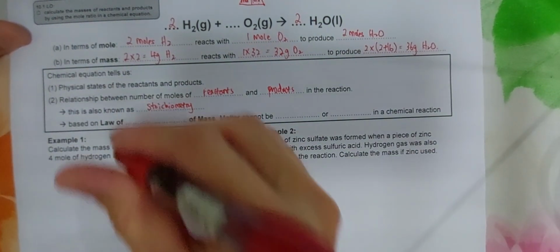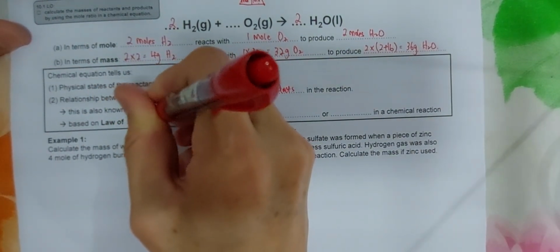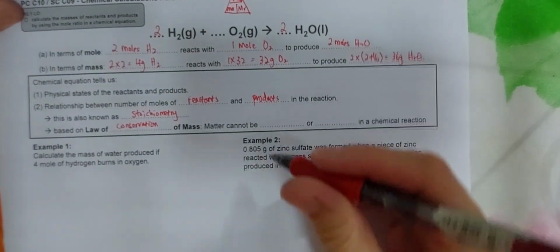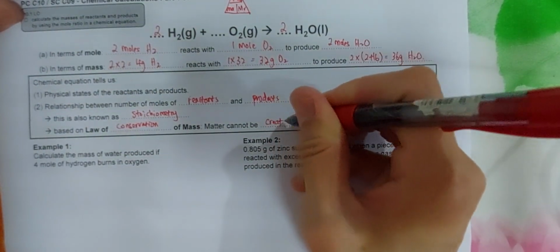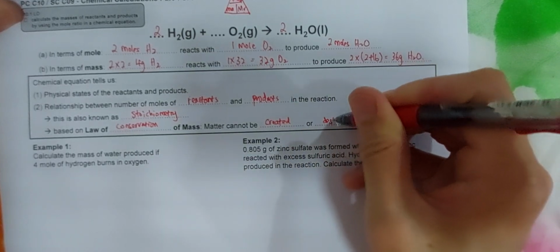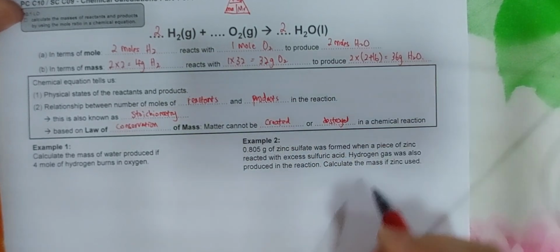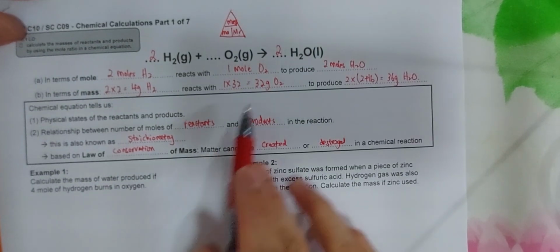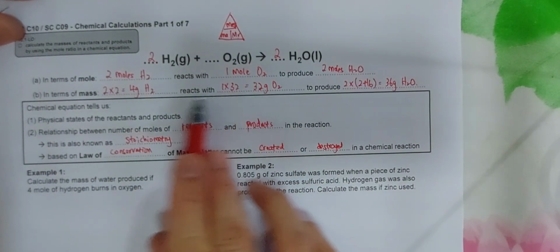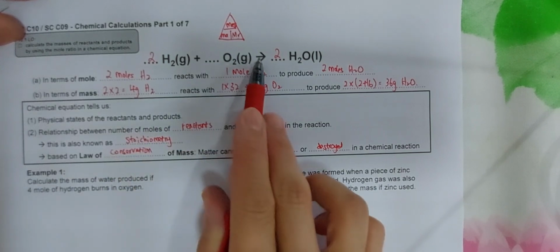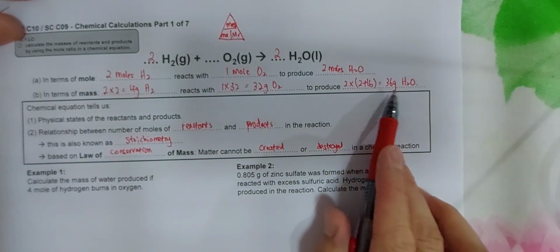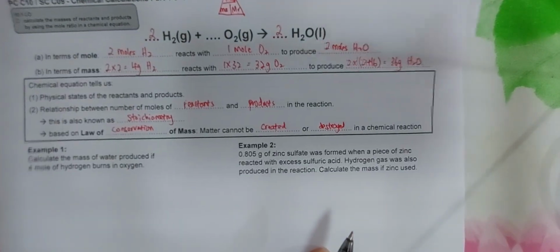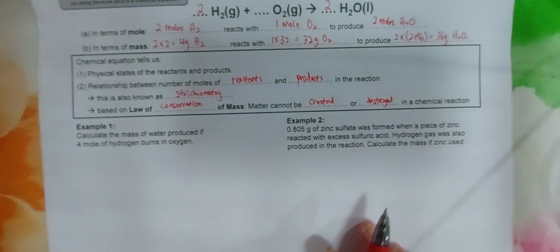Stoichiometry is based on the law of conservation of mass. Matter cannot be created or destroyed, but can only change from one form to another. This is the law of conservation of mass. So if you look at the mass, you have 36 grams of reactants on the left hand side of the arrow, and on the right hand side of the arrow there will be 36 grams of products. So they must be equal.